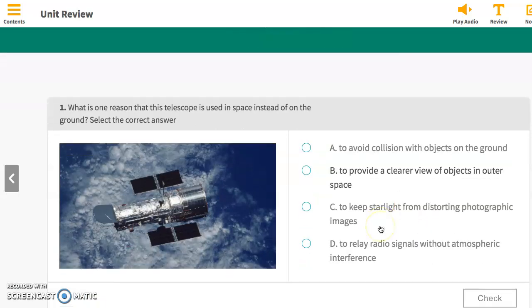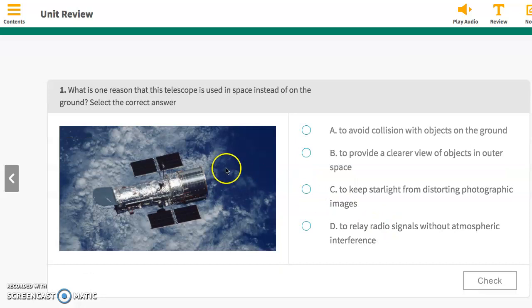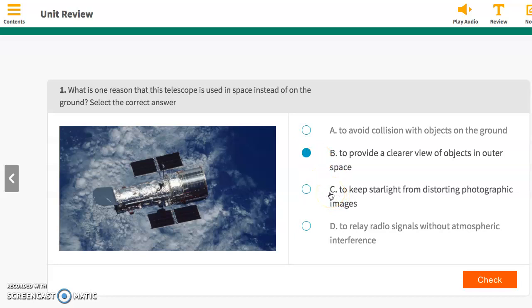That this telescope is used in space instead of on the ground. Good question. They want it so it will avoid collision with objects on the ground. I mean, there's not a lot of objects on the ground to fly with. Provide a clear view of objects in outer space. Yes, remember we talked about the lenses. To keep starlight from distorting photographic images.